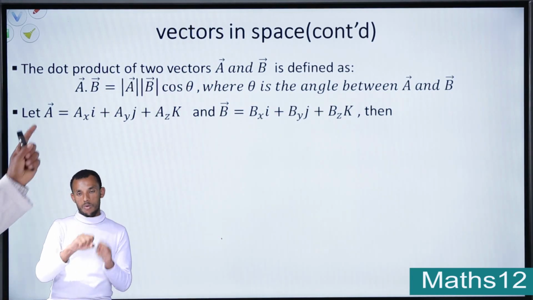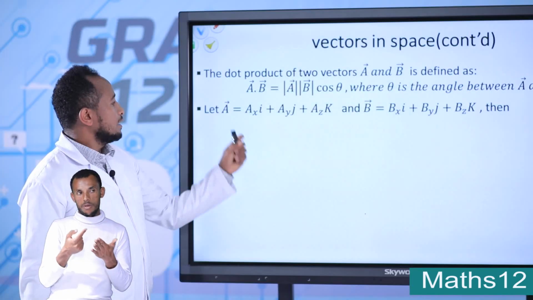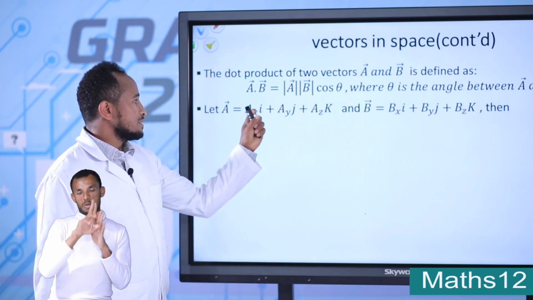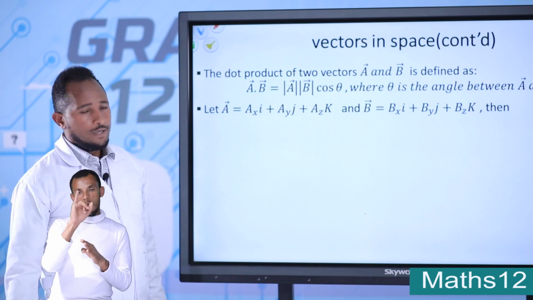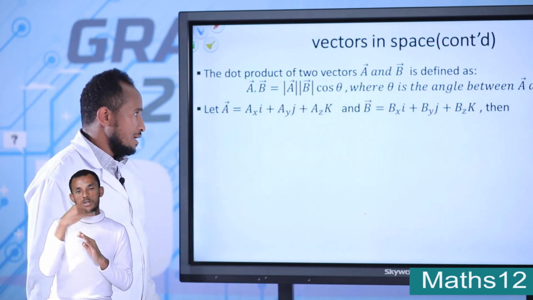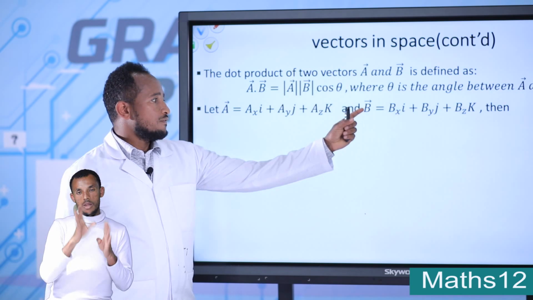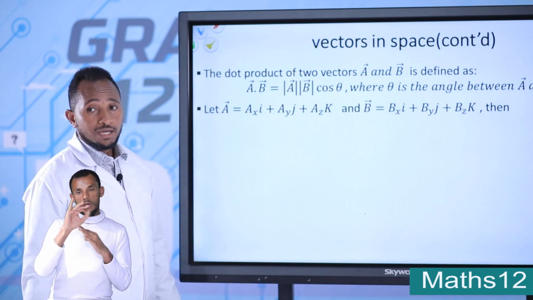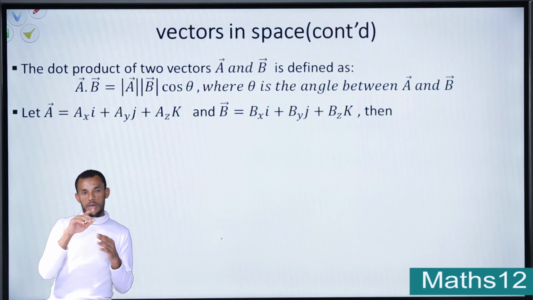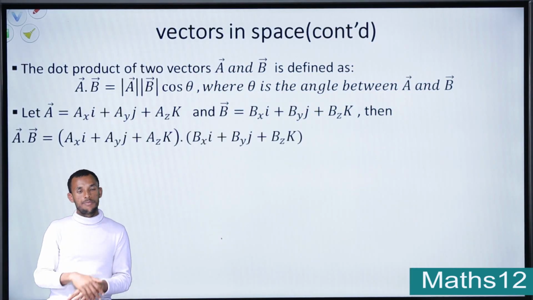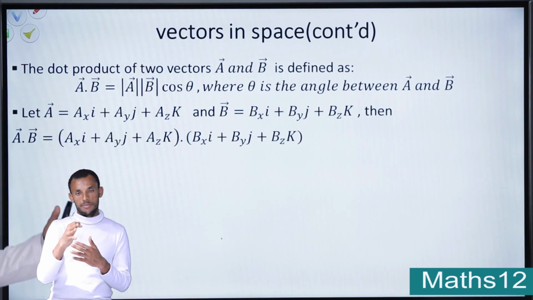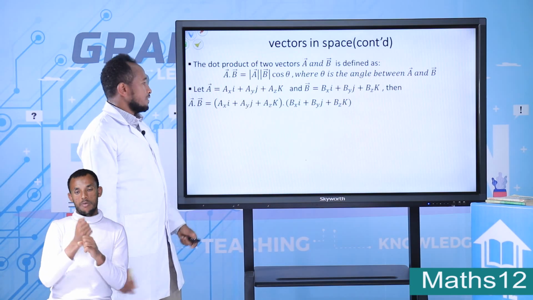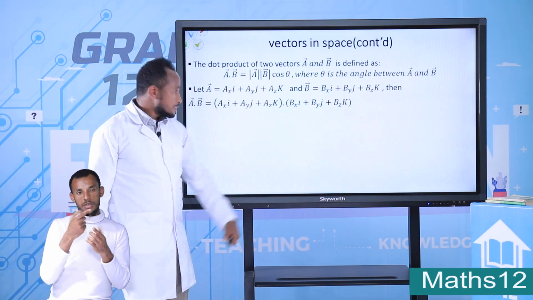So now let vector A be represented by unit vectors: Ax in the I, Ay in the J, plus Az in the K. And let's have another vector B written in this form: Bx in the I plus By in the J plus Bz in the K. Then we can also have another answer for the dot product of these two vectors.